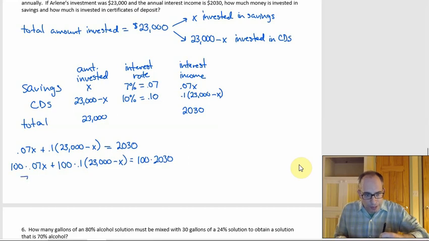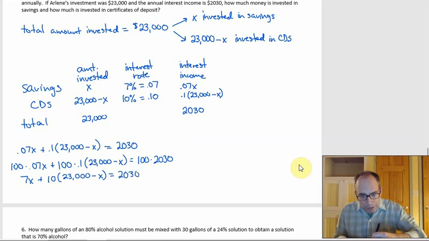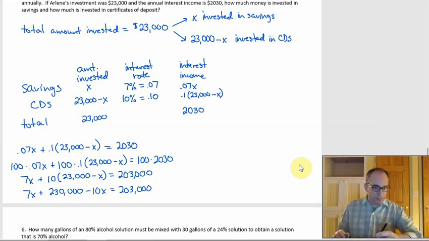All right, well then this will be 7x. Then 100 times 0.1 is 10, so 10 times (23,000 minus x). And then on the other side, you multiply by 100, that adds two zeros, so that's 203,000. Then we can distribute that 10, and we're going to have 7x plus 230,000 minus 10x equals 203,000. And then we're going to have to solve it from there.